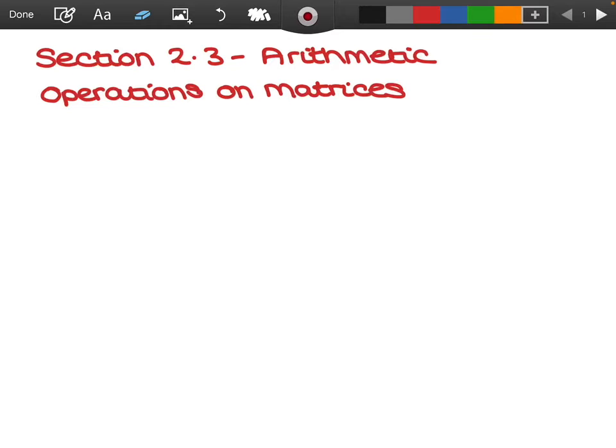In today's video, we're going to look at section 2.3, arithmetic operations on matrices. In this section, we're just going to discuss exactly what is a matrix, and then how can we put these matrices together. So how can we add them, how can we subtract them, and then eventually we're going to look at multiplying. But first, I want to look at some fundamental things and properties of matrices, just so that we are all on the same page before we go ahead and do this.